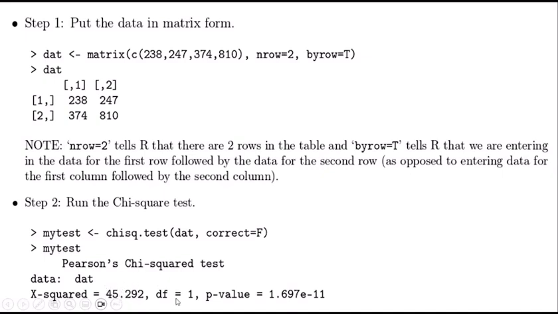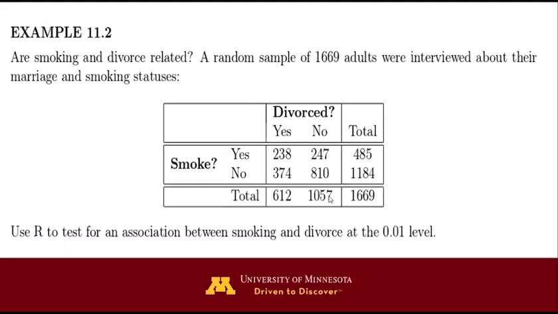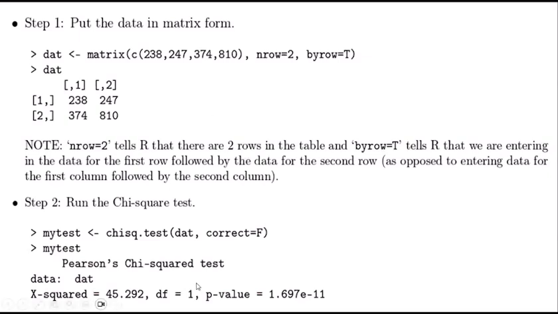Okay, your degree of freedom is 1. Let's see whether the degree of freedom is 1. Of course, it's going to be 1: 2 minus 1 times 2 minus 1. That will be 1 times 1, that's going to be 1. You can see the degree of freedom is 1.